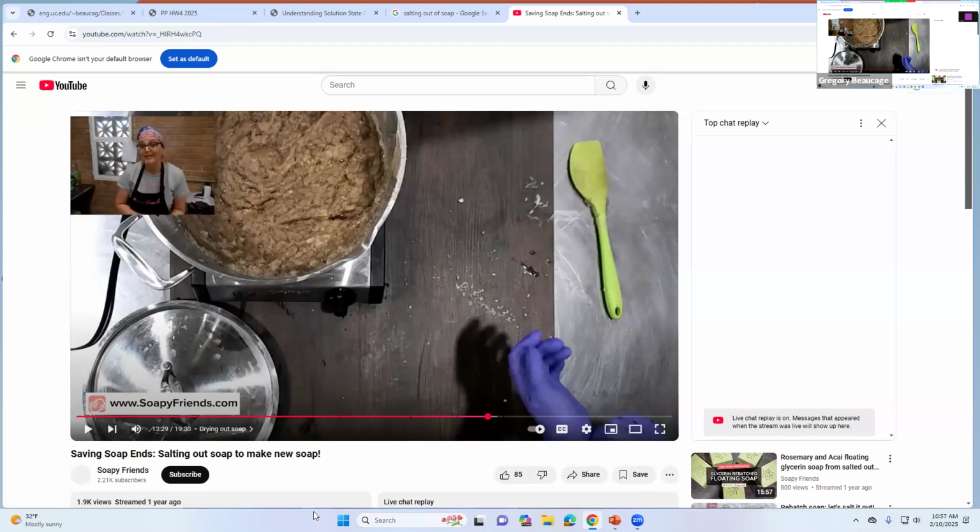Because when you make soap, you start with a fatty acid, a triglyceride.